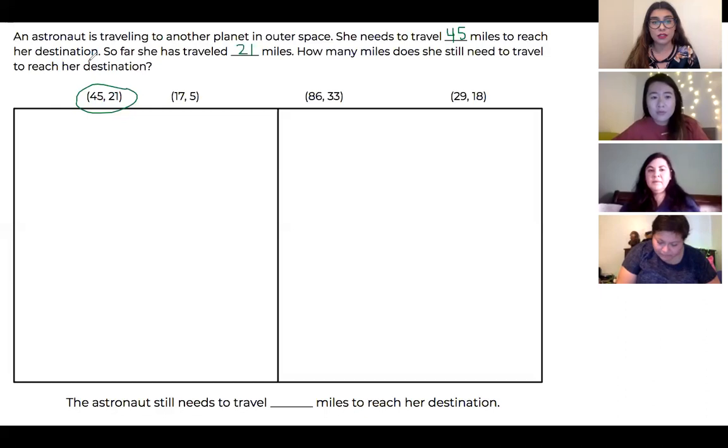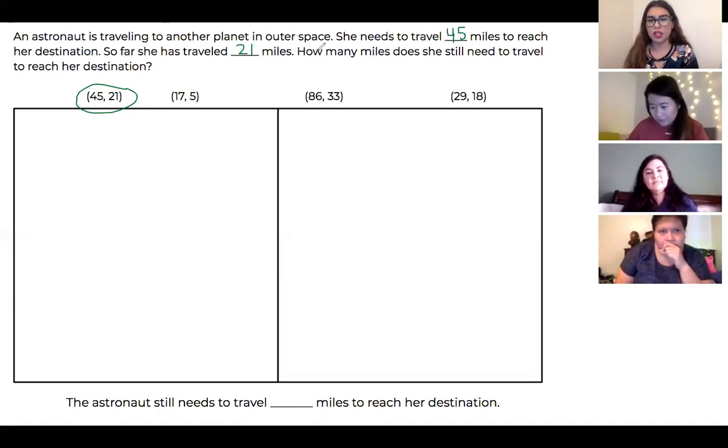And Miss Hernandez, what does 21 mean in this story problem? The 21 means that's how many miles she already has traveled. So far she has traveled 21 miles. She already made the journey of 21. So if she needs to travel 45 miles and she's already traveled 21 miles, I'm wondering, how much more does she need to travel? So we're going to read this one more time and we're going to think about what we are being asked to solve.